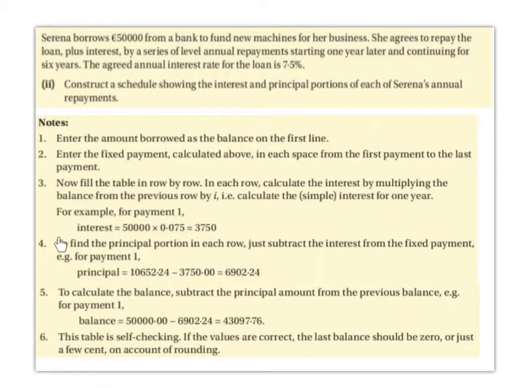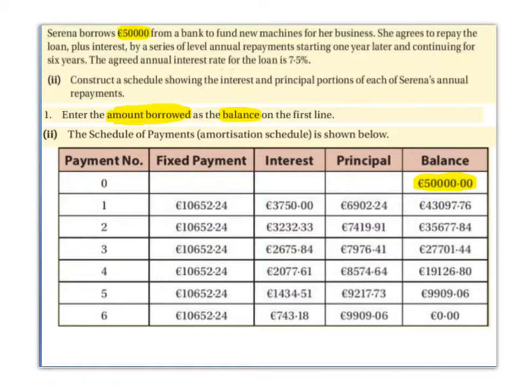So there's 6 steps involved, and I'm going to go through each of them one by one. Step 1, enter the amount borrowed as the balance on the first line. So she borrowed €50,000, so the balance, we start off with €50,000. Let's have a look at the columns we have. Column 1 is the payment number. So we start off with 0 and we go up as far as 6 because she's borrowing for 6 years.